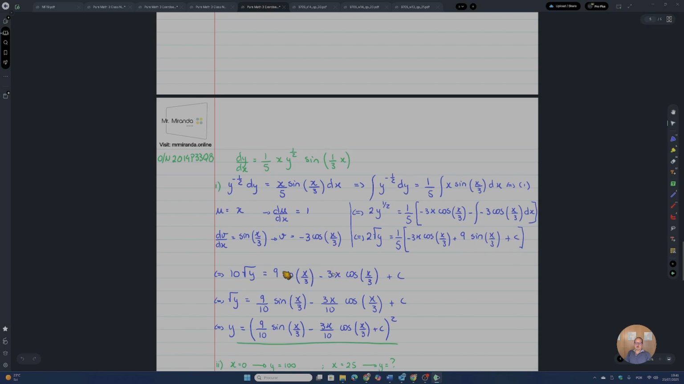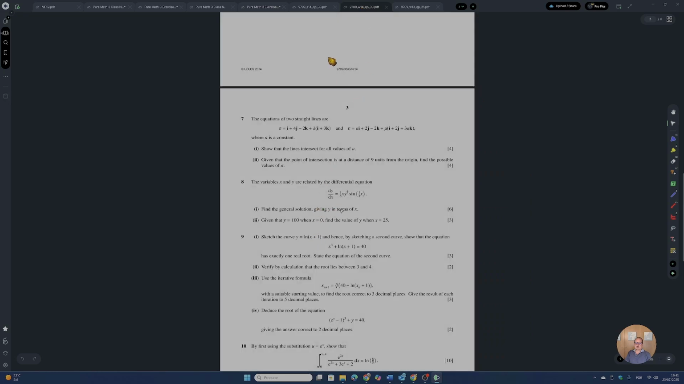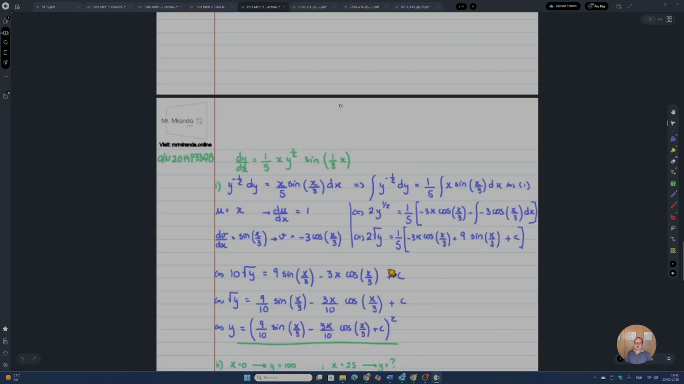And now it's just taking care of things so that I have y in terms of x as the question asks, right? Y in terms of x, yes. Now it's just algebraic manipulation. So this 5 goes over there, becomes 10 square root of y. Nothing else happens over here.